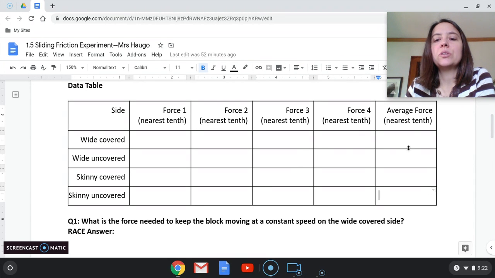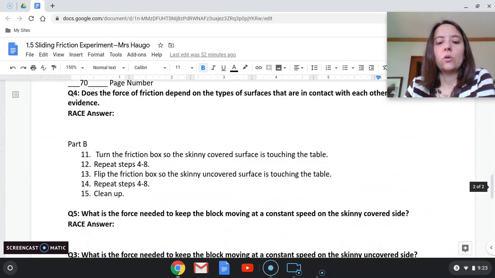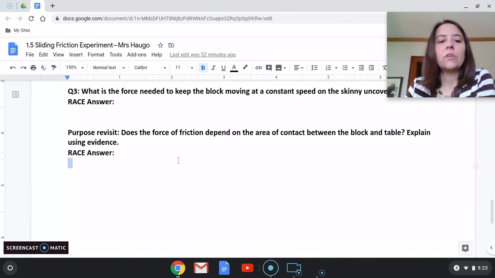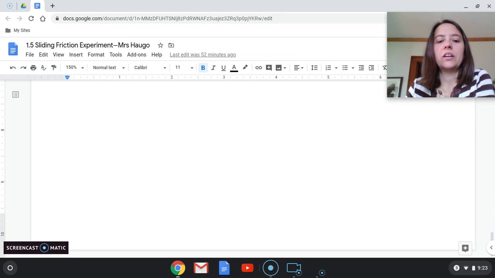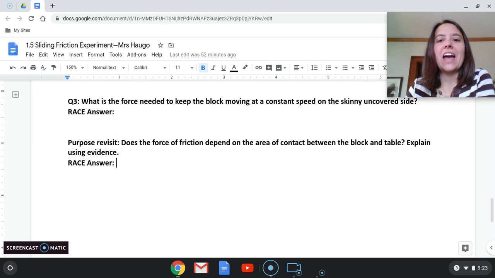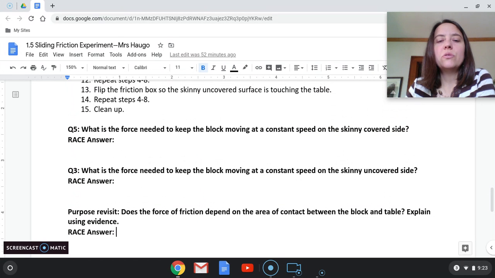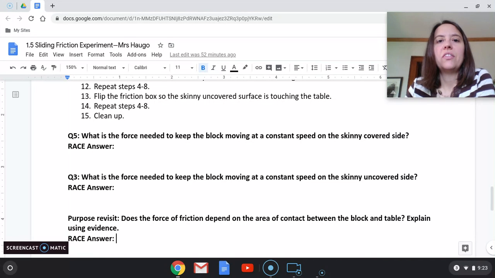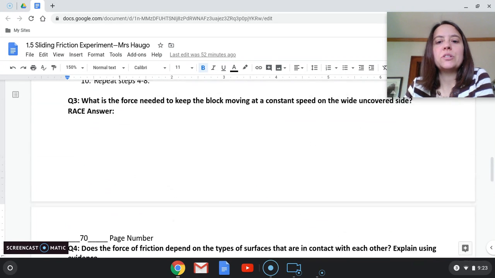But if the numbers are very different from each other, if wide versus skinny is very different from each other, then we would know that the force of friction does depend on the area of surface. So you'll want to write your answer and then explain using evidence from our lab. So make sure you use numbers and explain it in a high quality RACE statement, and then your lab will be done. So please check through that you have answered all of the questions, that they're written in complete sentences, capital letters, periods, that all of your numbers have units.